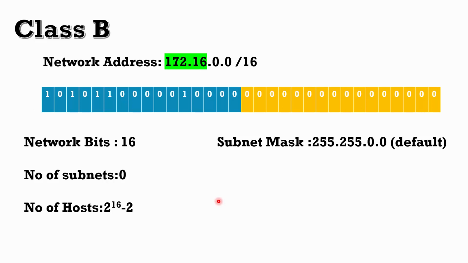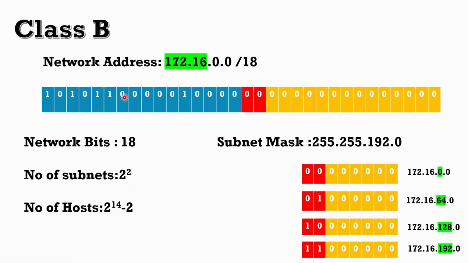And now I have a class B network, and here I have a 16-bit net mask. This is the default network mask for a class B network. So I have 16 bits for the network side and 16 bits for the host side. And again, I haven't taken any bit to make subnets. Therefore, in this case, I do not have any subnetworks.